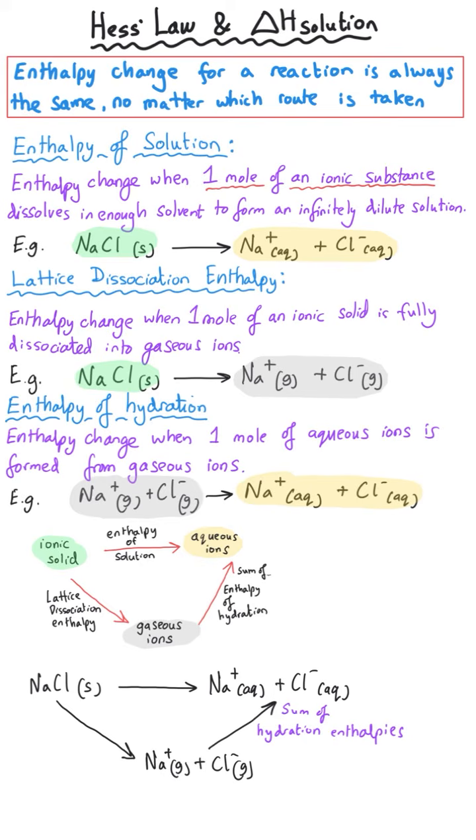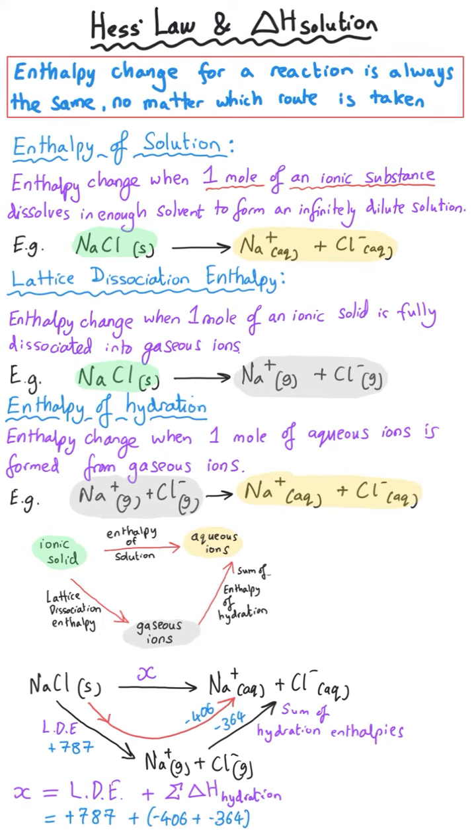And then you can use this Hess cycle that we have constructed to work out what the enthalpy change of solution will be. And so you can see that the enthalpy change of solution is along the top, and that is equal to the lattice dissociation enthalpy plus the sum of the hydration enthalpies. And so for sodium chloride, the lattice dissociation enthalpy is +787 kilojoules per mole. And the hydration enthalpy of sodium is −406 kilojoules per mole, and for chloride it is −364.